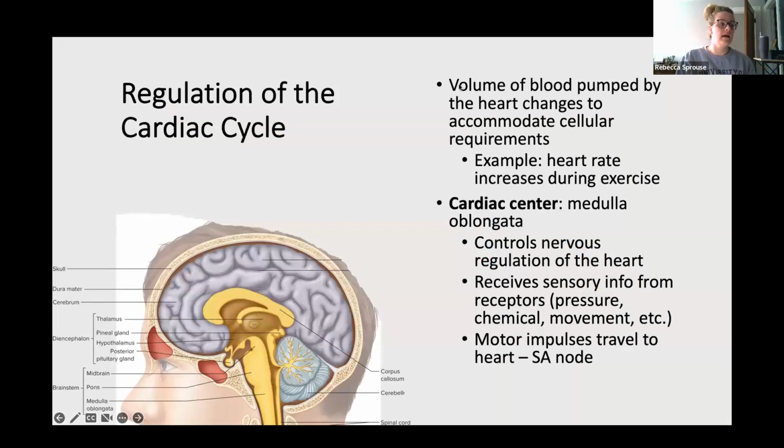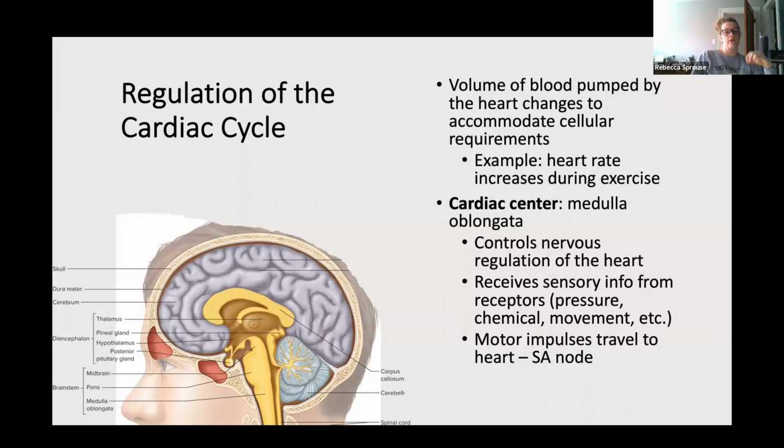Now, this cardiac cycle, remember that the SA node self-fires, but it can be controlled by the nervous system if needed. And it's all regulated by stimuli, receptors that are detecting how much blood is being pumped out to the body and whether or not the cells of the body have enough oxygen, nutrients, waste release, things like that, according to how fast the SA node is firing.